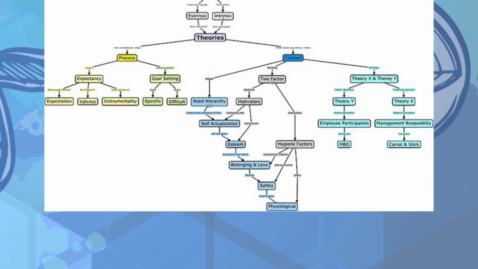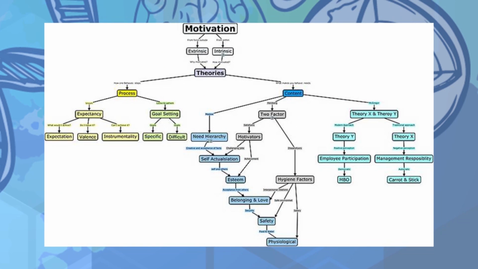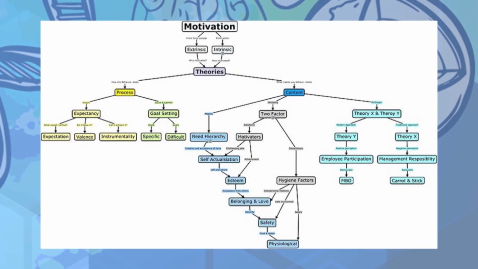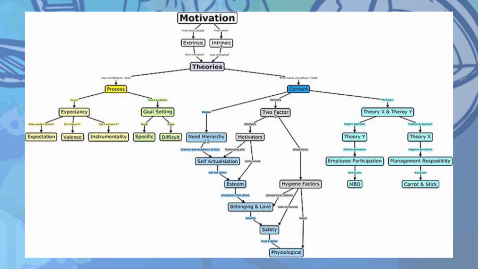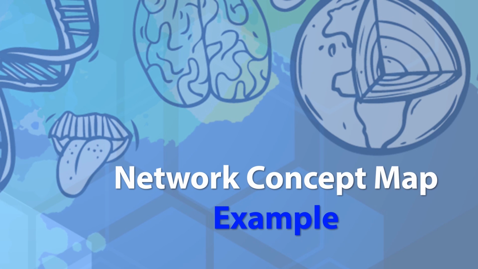This is a spoke concept map on motivation, which shows the concept of motivation, different theories, the process theories, the content theories, and tries to explain the different dynamics involved as far as the concept of motivation is concerned. Let us go back. Now we will show an example of a network kind of concept map.